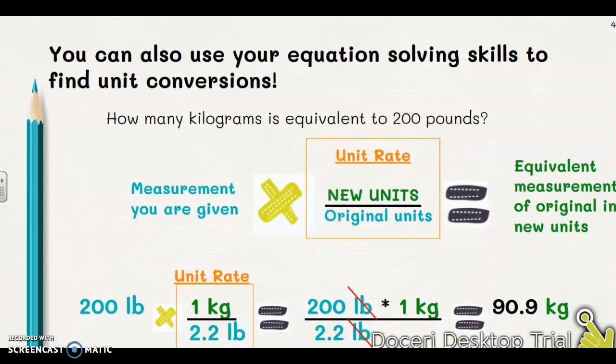And the thing that's pretty cool is this always works. If you start with the measurement you're given, you multiply by your ratio or your unit rate, it's always going to give you your proportion in your new units.